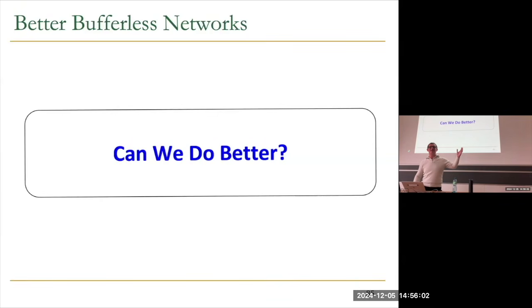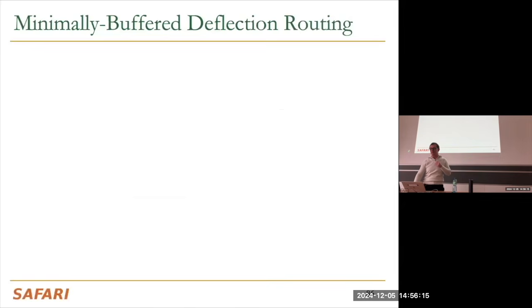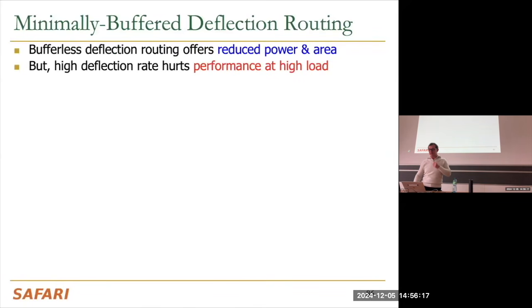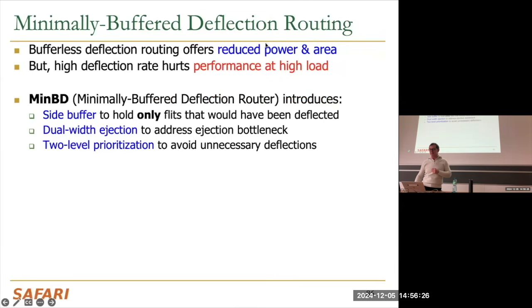So we were at this extreme, right? Completely bufferless. If you really want to get higher performance, you need some amount of buffering. But maybe that buffering needs to be in a different way. And this paper introduced a different way of doing the buffering. Essentially, high deflection rate that you have hurts performance at high load, even though you get very good benefits in power and area. And the idea in this work actually introduces multiple techniques to bridge the gap between buffered and bufferless.